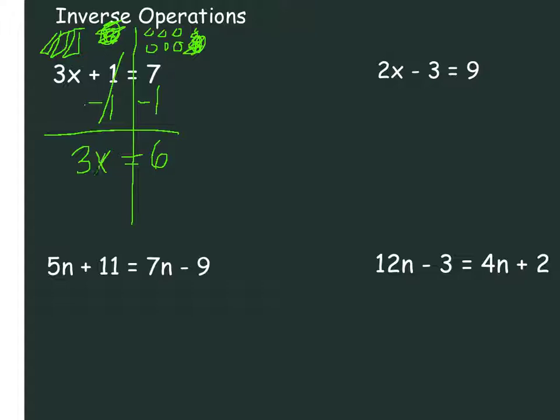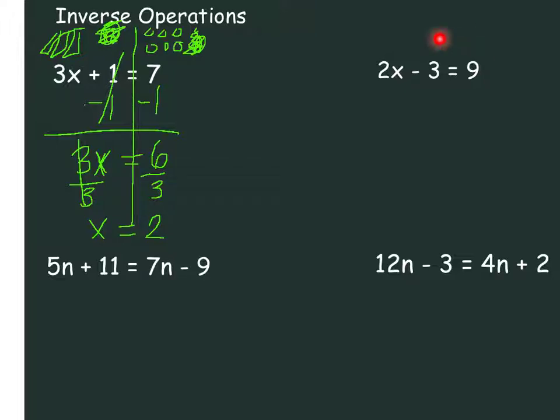Now 3x is 3 groups of x, or 3 times x, and the inverse of multiplying is dividing, so to get rid of 3 we divide by 3 on both sides. 3's cancel out, we get x equals 2. As usual, you guys, I'm very picky about showing your work. You need to show your work at all times. So the amount of work I've shown is the amount of work I expect to see from you.